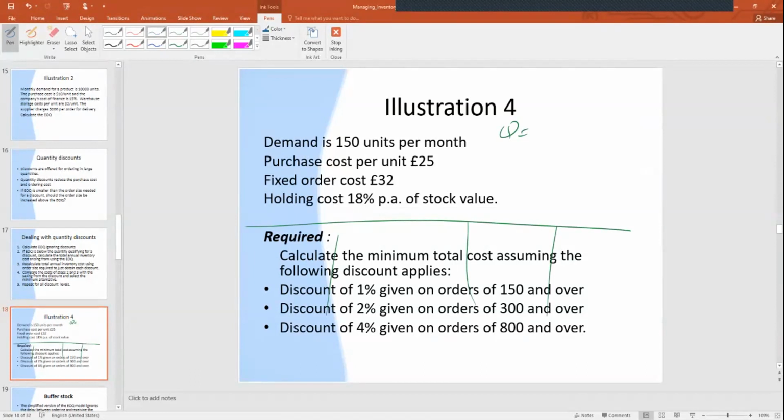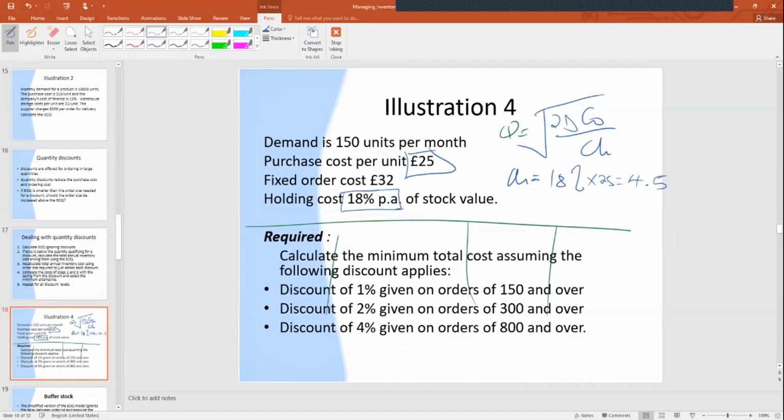So in case we assume that all the assumptions of EOQ have been upheld, then we get 160. How do we get 160? Q will equal the square root of 2 times demand times cost per order over the holding cost per year. So what we need to get here is the holding cost. Holding cost is what you should be careful about, okay? And the holding cost here is equal to 18% of the stock value. Stock value is simply the amount you pay for it, and you pay 25. So 18% times 25 gives us $4.5. That is the holding cost.